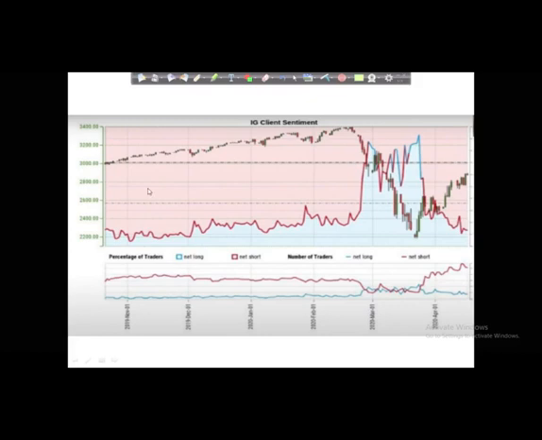Okay, now this is another big important thing. This is client sentiment. Most of the time it happens, and people are very confused. Why is it happening? Here you can see there are two lines. The red line is indicating sellers, people who sold, and the blue line is indicating buyers. When the red line is above the blue line, it means sellers are more than buyers.